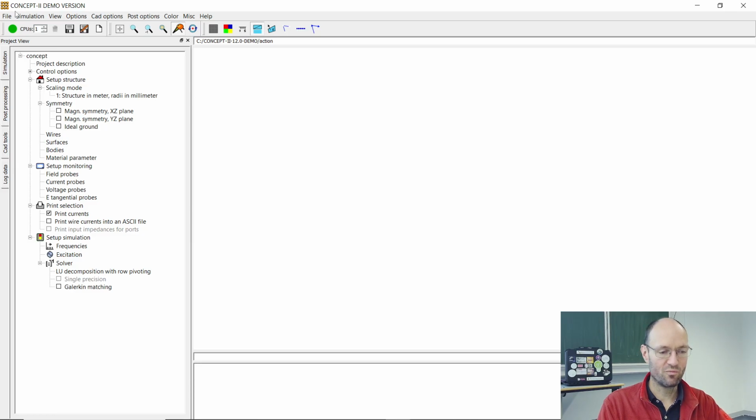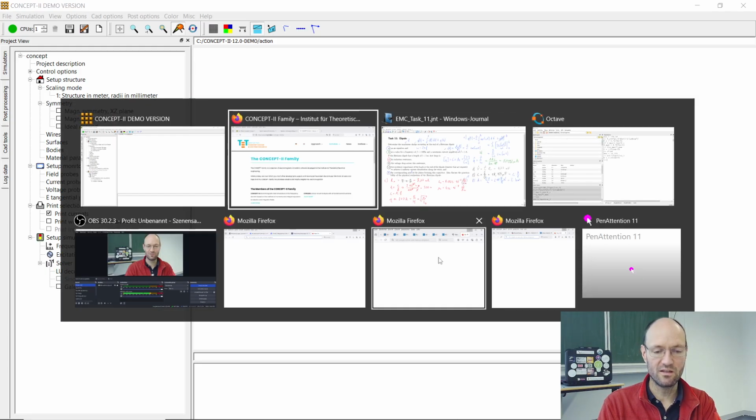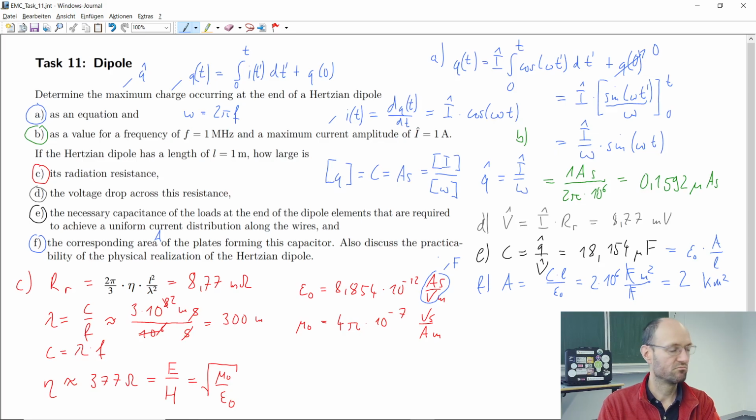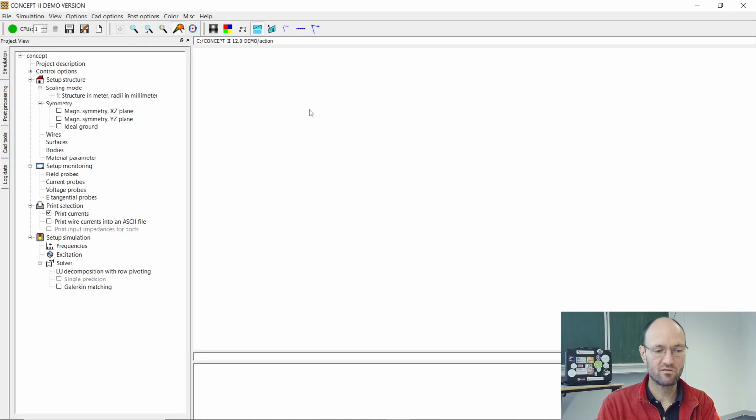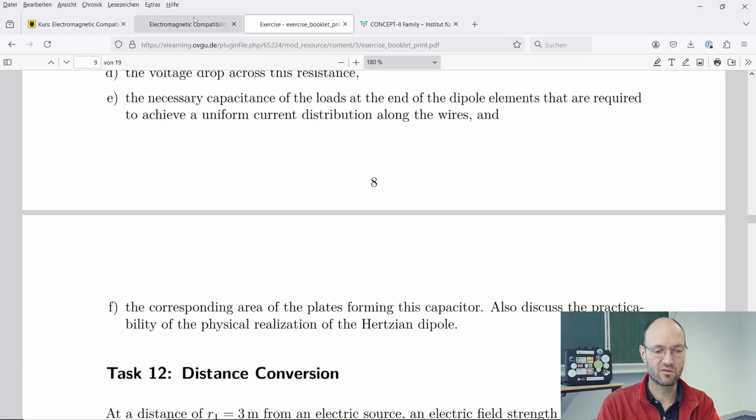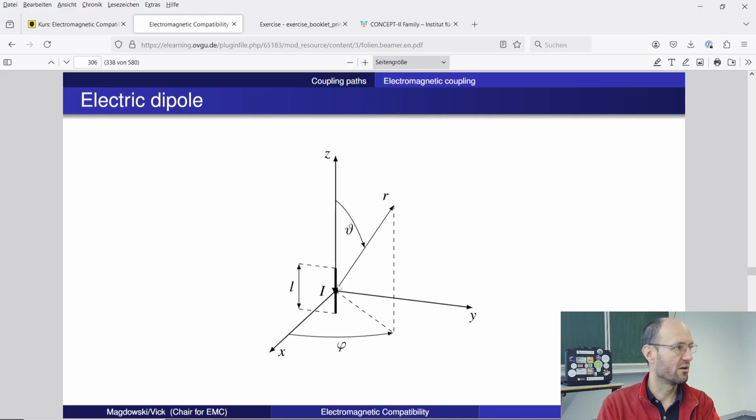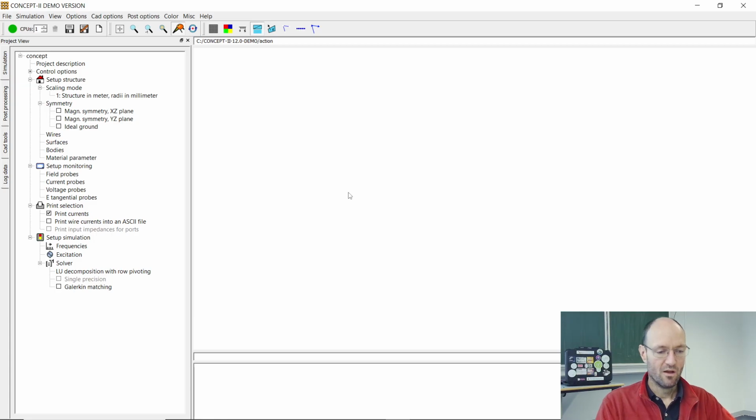So I've already opened up this demo version, and it looks like a blank project. In this simulator, we would now like to simulate our dipole antenna, and as shown in the lecture slides, we will just use a single wire. So no top loads, just a single wire and a source in the center. Okay, so here on the left side, you find all the stuff that you can do.